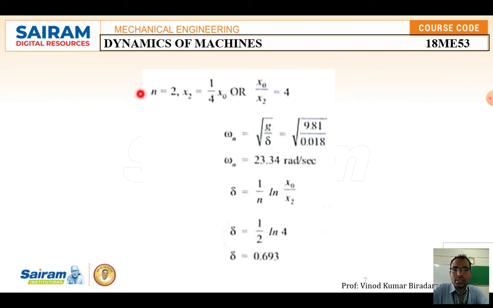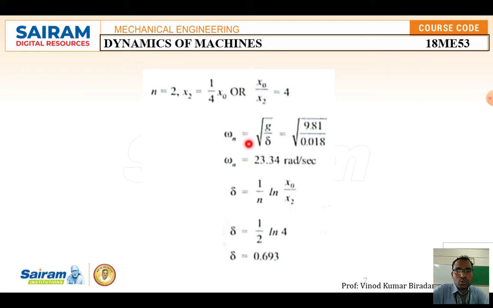Okay, so n is equal to 2. They gave x2 is equal to 1/4 of the initial amplitude, x2 is equal to 1/4 by x0, otherwise x2 by x0 is equal to 1/4, or x0 by x2 is equal to 4. You have to note down this given data. Look here, the formula is going to change.